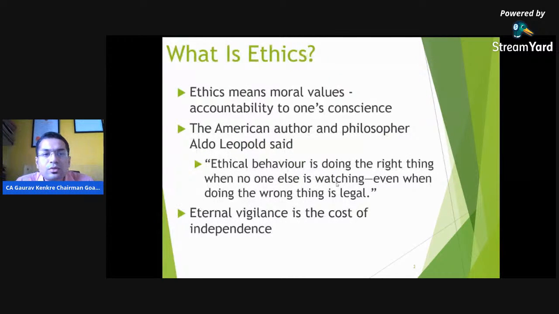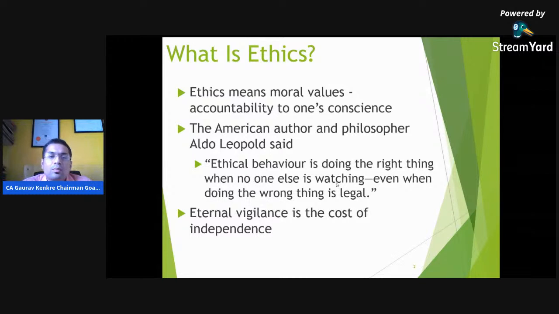So just to start off with, what does ethics mean? It actually means just your moral values and accountability to your own self. Although we have a proper code of ethics from ICAI, on a larger scale, I would say it is largely being accountable only to yourself. You as a person should be comfortable with your actions, your deeds, your speech, your documents which you are signing off. If you can go to bed at night thinking that yes, I have done the right thing, then you have followed the ethics to the T.